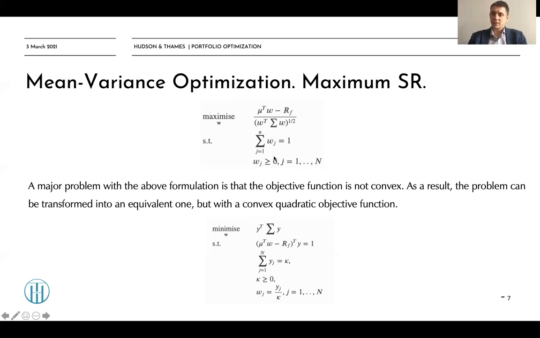We can also add a constraint that the weights are greater than 0, because we don't want to hold short positions in assets. If we have a negative weight for an asset, it means that we take a short position in it. And there is a major problem with this kind of optimization technique, and a major problem with the above formulation is that the objective function is not convex. And usually dealing with non-convex optimization problems is quite difficult for us. As a result, this problem can be transformed into an equivalent one, but with a convex quadratic objective function. So that's how it can actually be transformed into a convex problem.